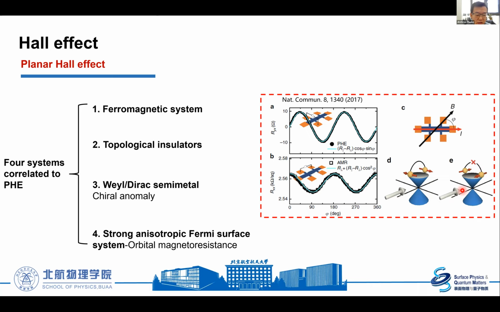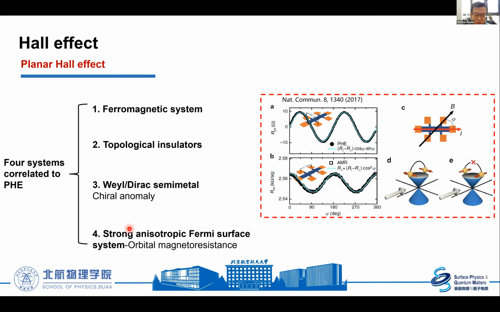The third case is the Weyl semimetal or Dirac semimetal. For the Weyl semimetal, the chiral anomaly will contribute additional conductivity channels connecting two Weyl points. And in this case, R parallel and R perpendicular are not equal to each other. The Dirac semimetal is similar to the case of the Weyl semimetal, because when the external magnetic field is applied, the Dirac cones will separate into two Weyl cones, and then the chiral anomaly works. The fourth case is the strongly anisotropic Fermi surface system, where the orbital magnetoresistance works. For the Bismuth halide system, it is a typical strongly anisotropic Fermi surface system.